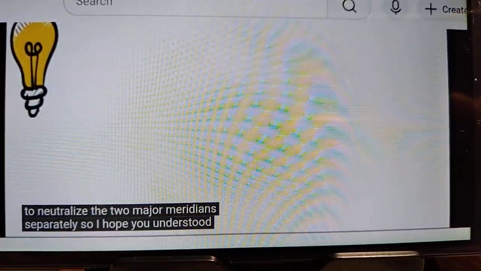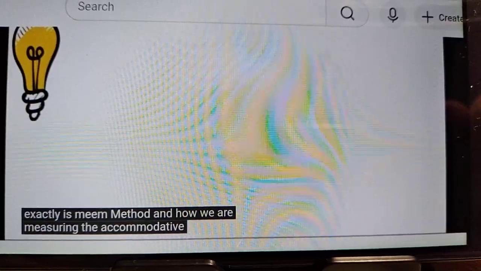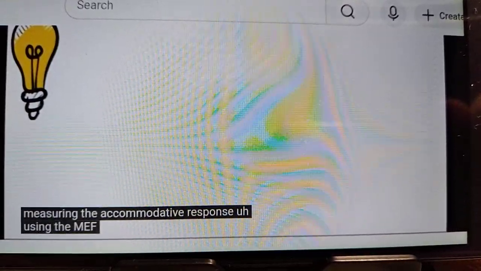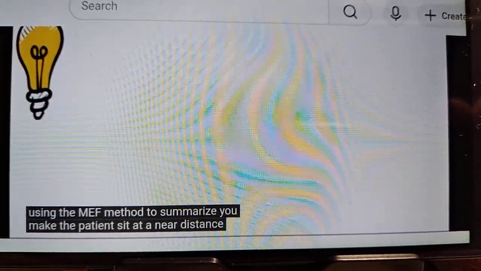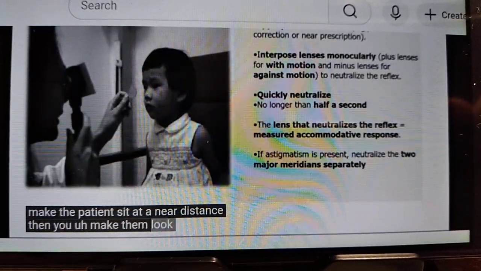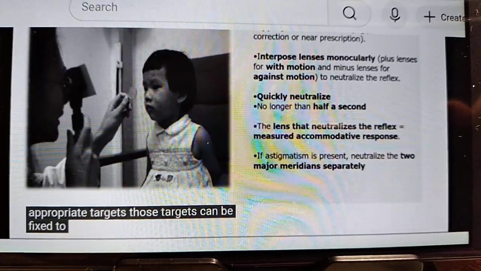So I hope you understood what exactly the MEM method is and how we are measuring the accommodative response using the MEM method. To summarize, you make the patient sit at a near distance, then you make them look at the age appropriate targets. Those targets can be fixed to your retinoscope.